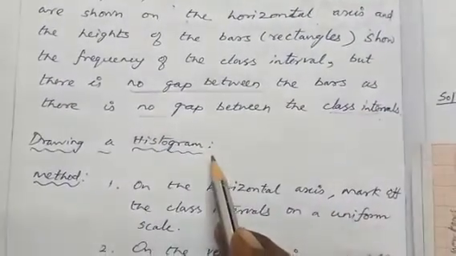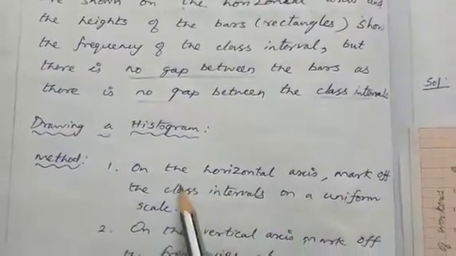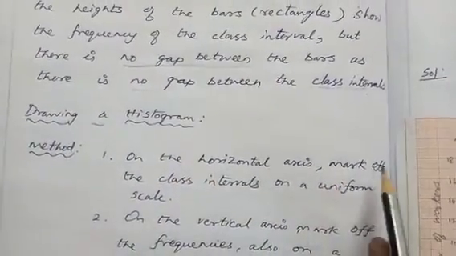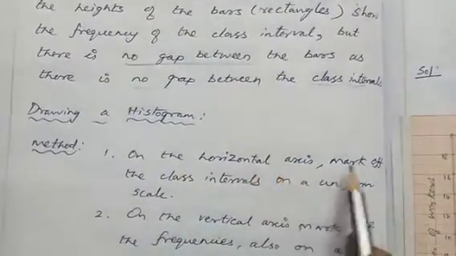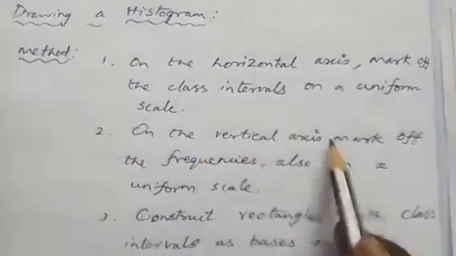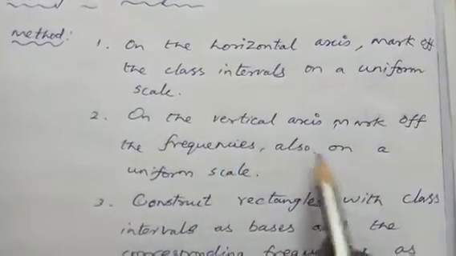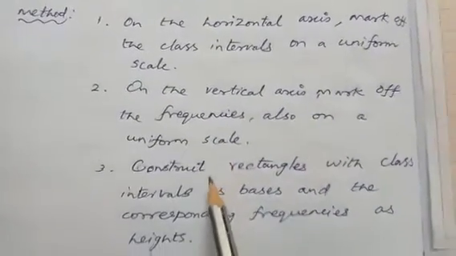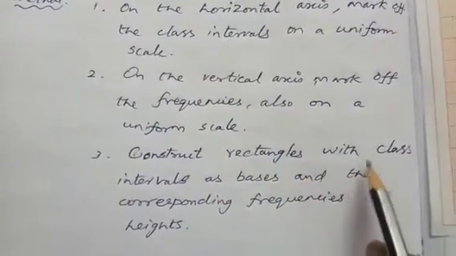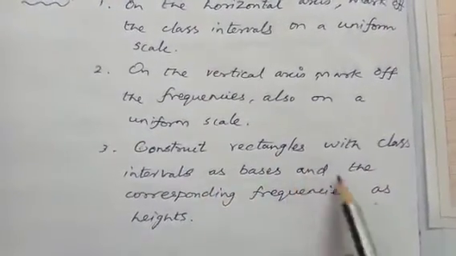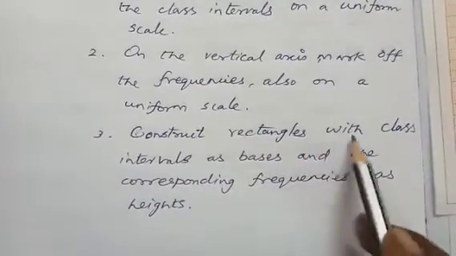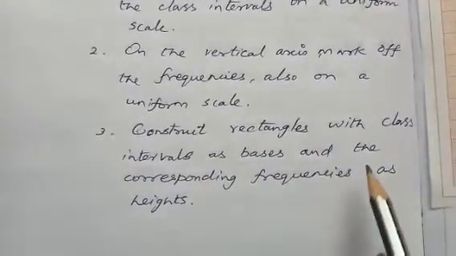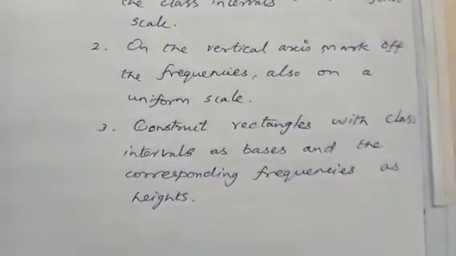For drawing a histogram, there are a few steps. The first step: on the horizontal axis, mark off the class intervals on a uniform scale. On the vertical axis, mark off the frequency, also on a uniform scale. Construct rectangles with the class intervals as bases and the corresponding frequencies as heights.